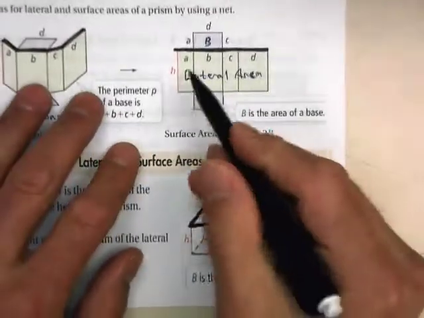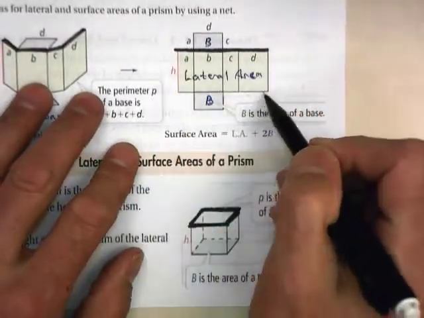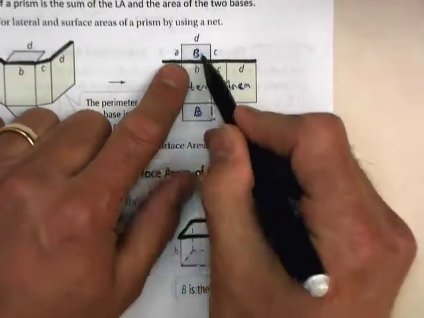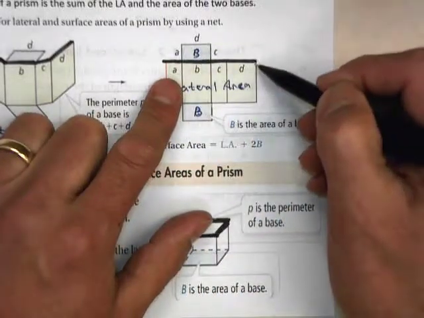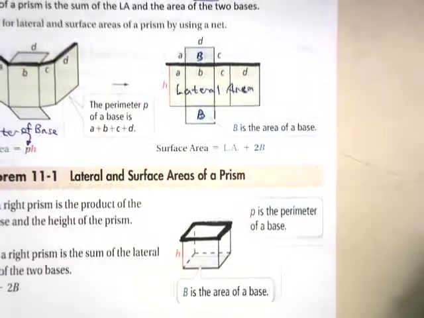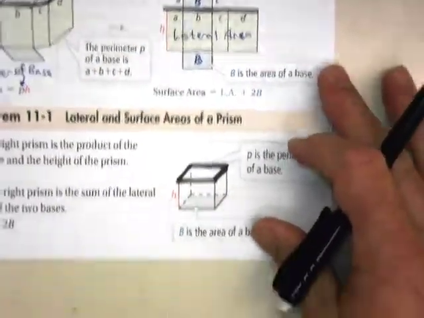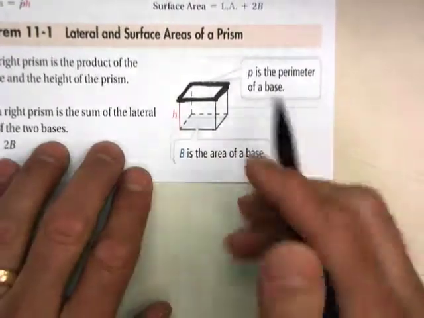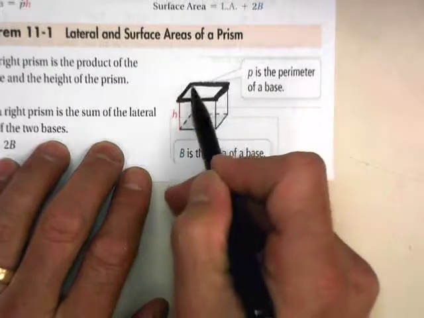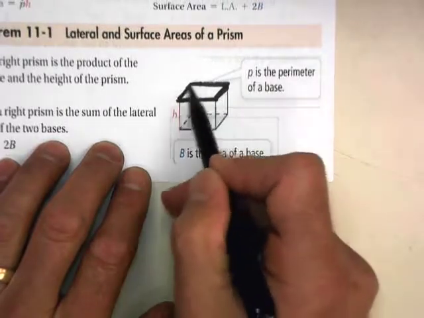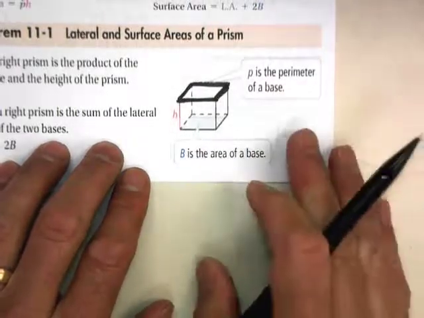So to find the area of this large rectangle, you would multiply the perimeter of the base times the height of your right prism. Okay. And so here's just another explanation of that, a little fuller explanation if you want to read through that. And again, I just wanted to emphasize that the perimeter is the distance around that base.